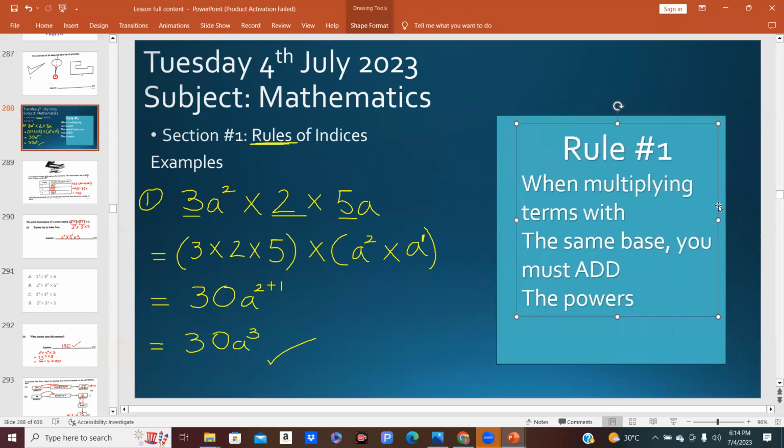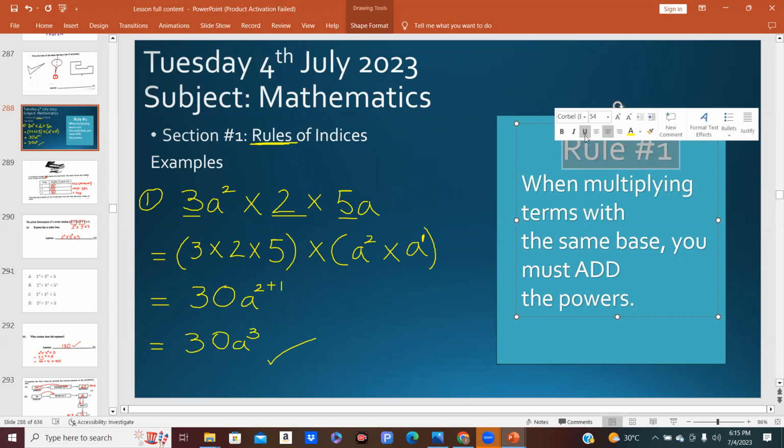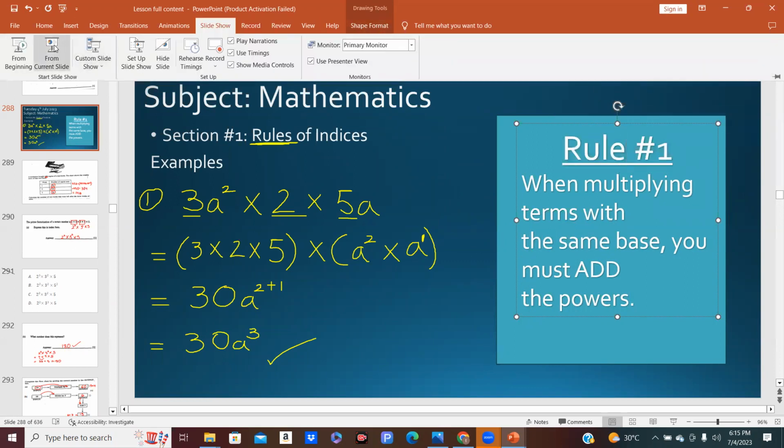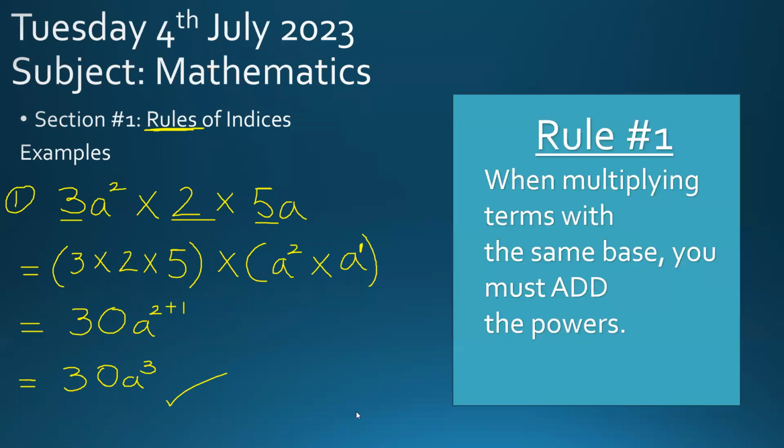In this case, they have the same base. A and A is the same base. That's why we add the powers, and we're multiplying them. That's the first rule that we're going to be learning for the day. If you have two terms that have the same base, you're going to add the powers.